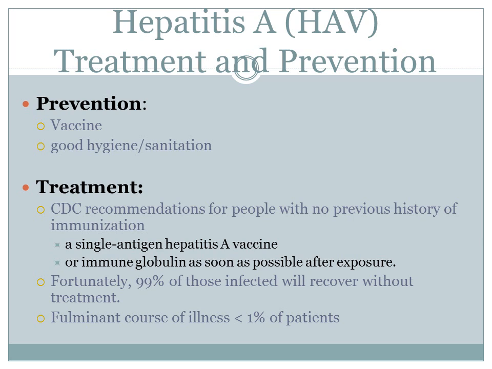So prevention, immunization, good hygiene, and sanitation are key factors in prevention. As far as treatment, the CDC recommends that people with no previous history of immunization undergo the hepatitis A vaccination or immune globulin as soon as possible after any suspected exposure. Fortunately, about 99% of those infected will recover without treatment, and severe illness is well less than 1% following hepatitis A infection.